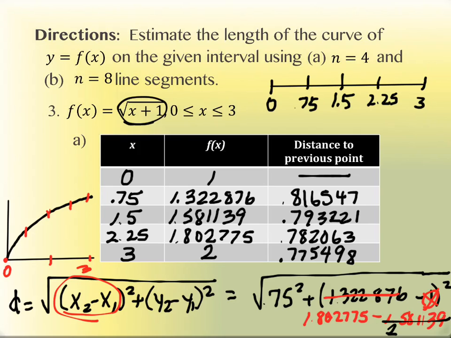Is that good? So how do I find the full distance using this method from 0 to 3? You add them together. And your calculator doesn't have any problem adding these funny long decimals together, right? So go ahead and do that. You're going to add together everything that you have in the last column, from the 0.816 down to the 0.775. And the reason there's 4 is because there were 4 segments that we used. The length is going to be approximately the sum that we get from those 4 distances.